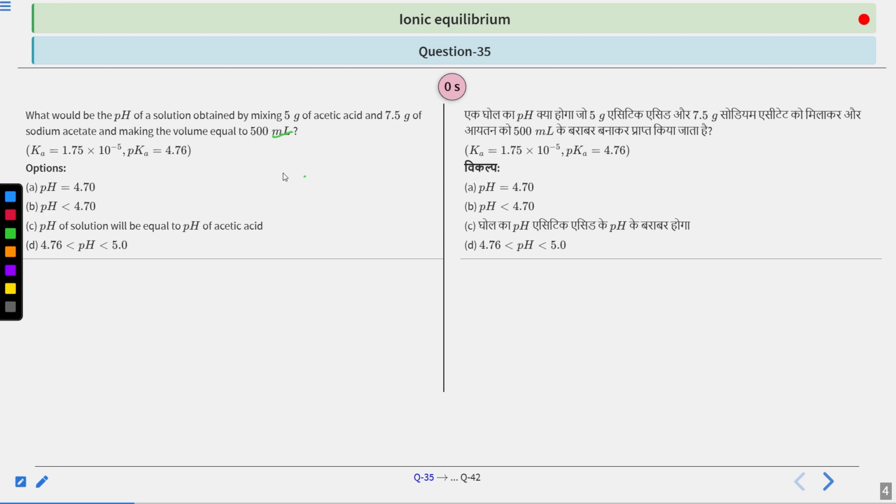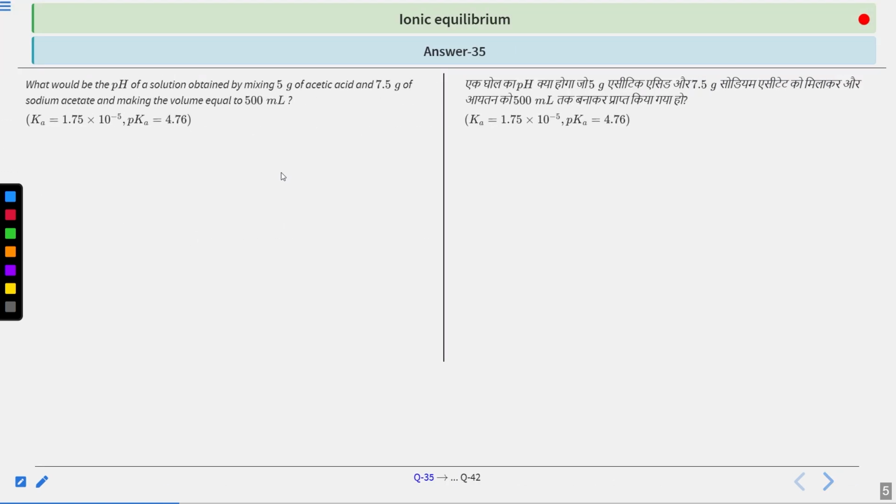The time is up for this question. So what was being asked? We are being asked the pH of a solution where we are taking 5 gram of acetic acid and 7.5 gram of sodium acetate, with a volume of 500 ml. The pKa value and Ka value are also given and you have to find the pH. The correct answer is D, that your pH will be greater than 4.76 and less than 5.0.